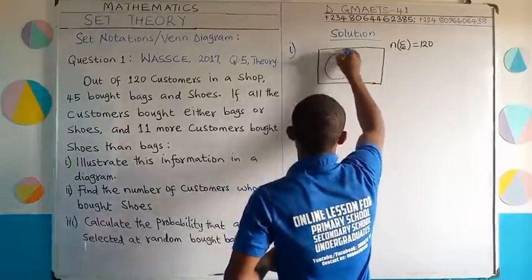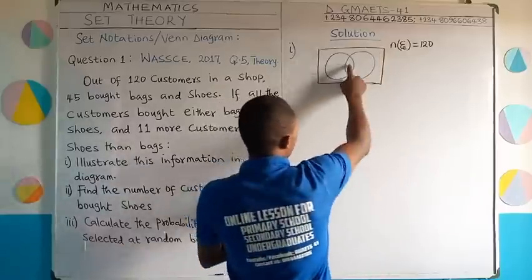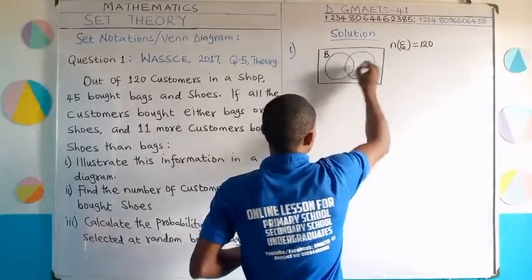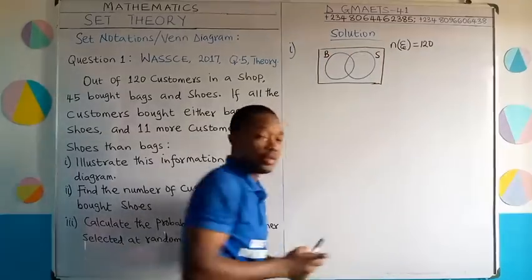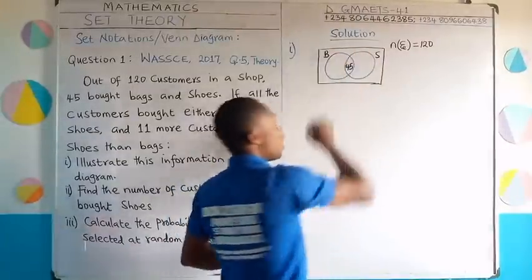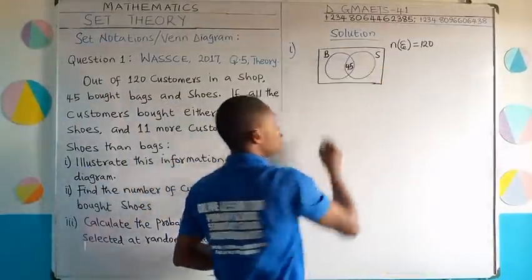So I'm going to draw this and then show the intersection. At the point of intersection here, I'll fix 45. Let this represent the set of bags and this the set of shoes. I'm using B and S for it. This portion I'll record 45. I'll write 45 there. That's the number of customers who bought bags and shoes.